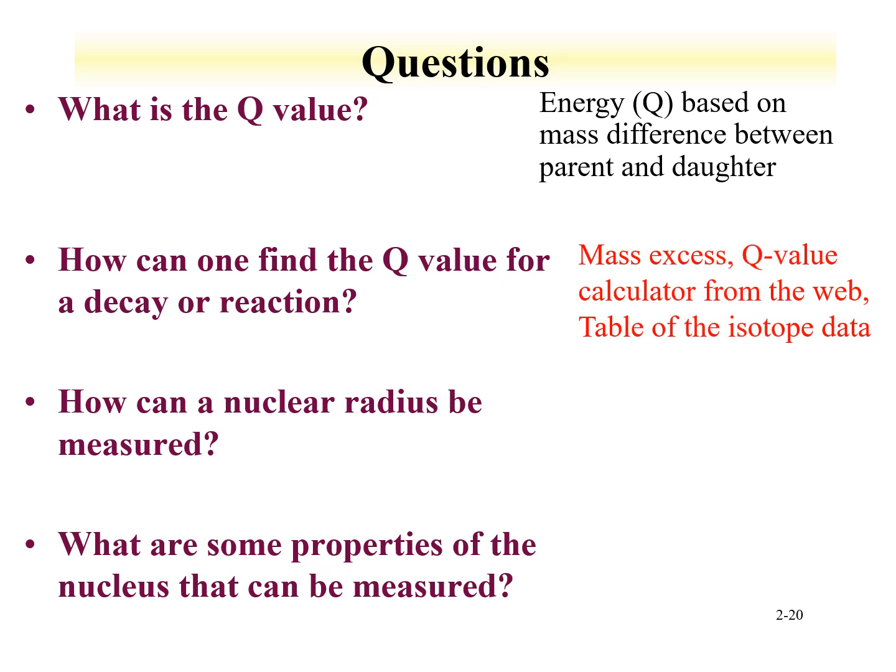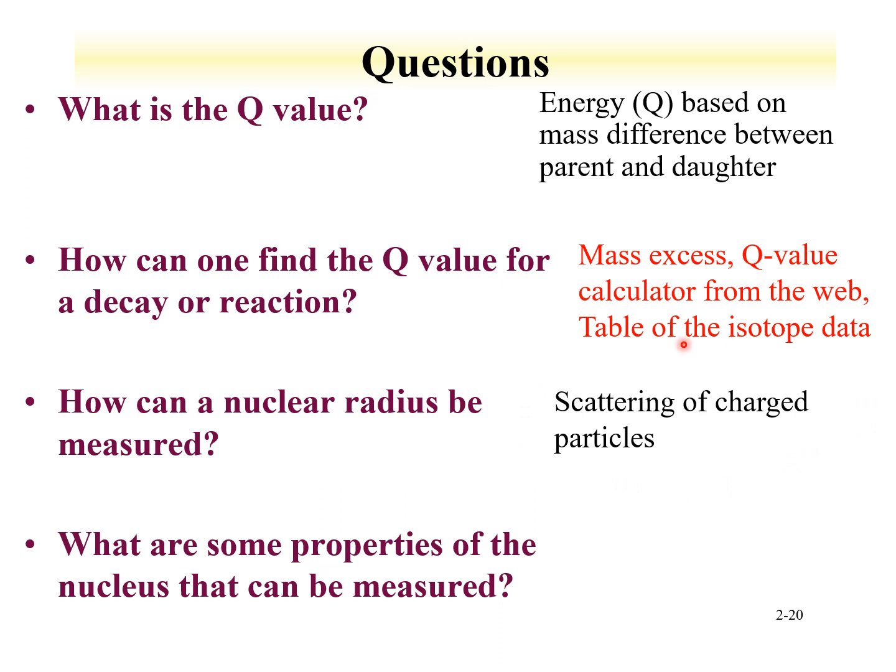How can one find the Q value for a reaction or decay? We'll use the mass excess to set up the equation: the parent minus the daughter using the mass excess. You can use the Q value calculator from the web, and we showed that. Or, if it's just a simple decay reaction, the data might be available in something like the table of the isotopes. How can radius be measured?